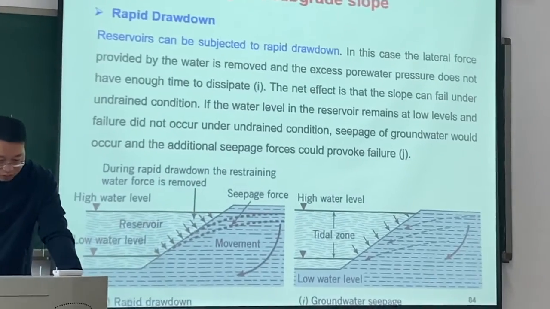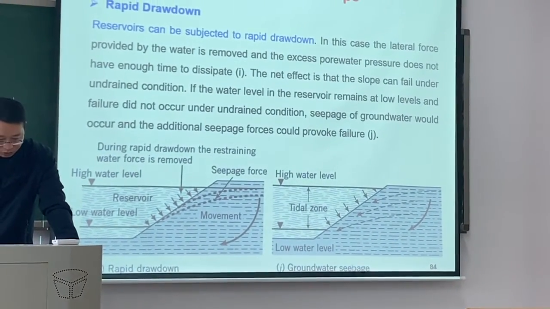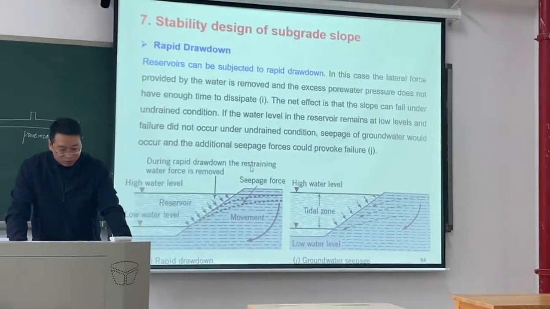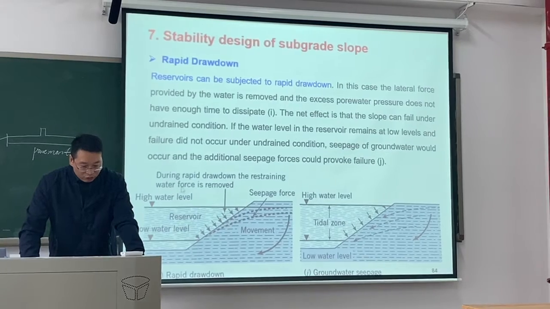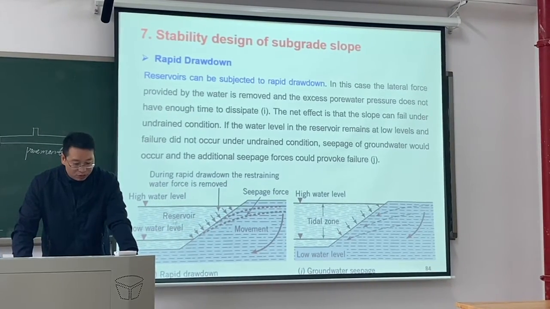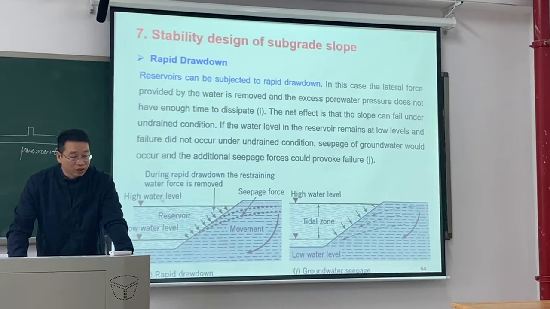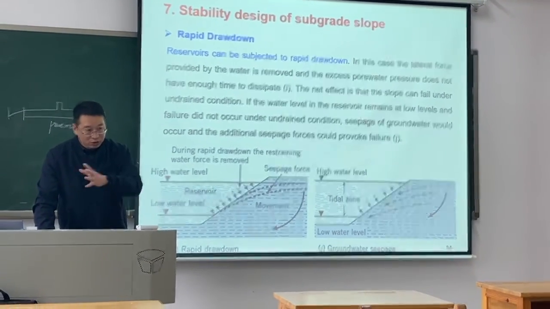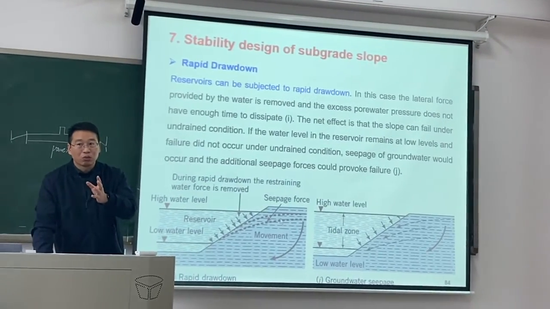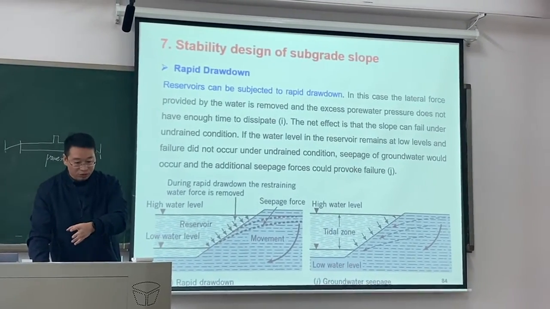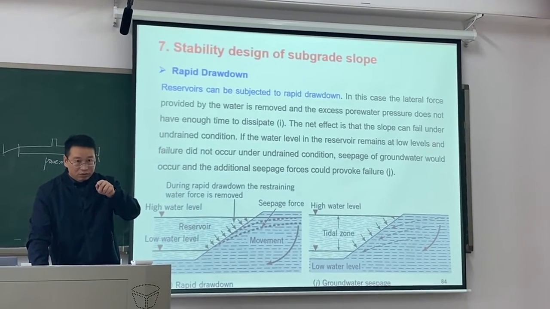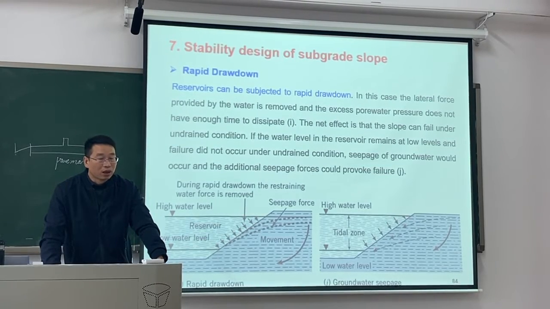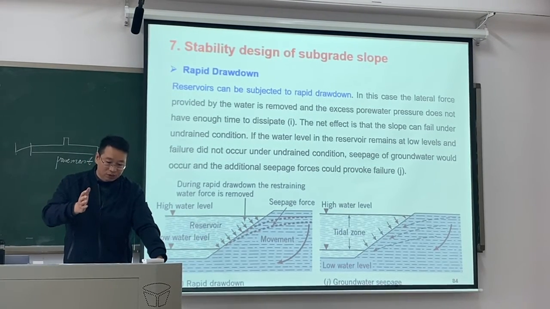pictures, we can notice rapid drawdown and ground seepage. During rapid drawdown, this draining water force is removed, just like this river. The high water level and the rapid drawdown to the low water level, and in the slope, soil or water. The water in the slope will result in the seepage force and will provoke the slope failure.